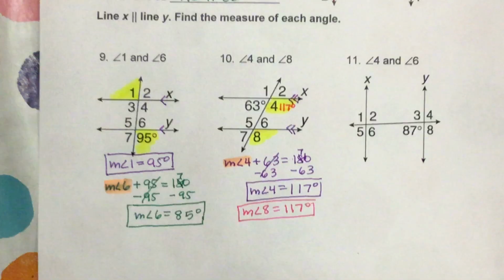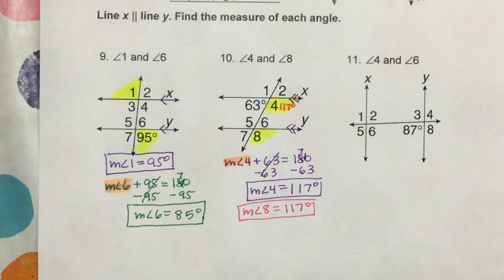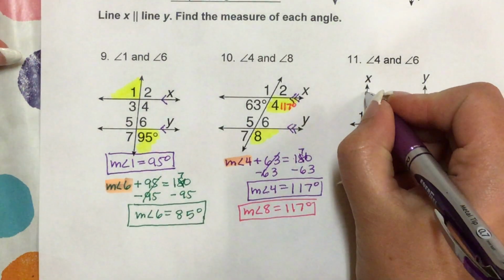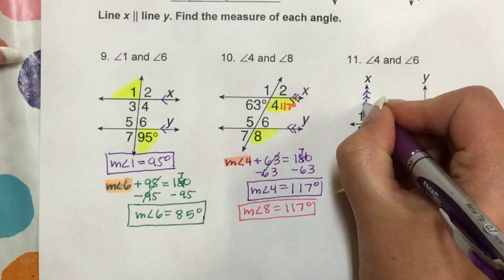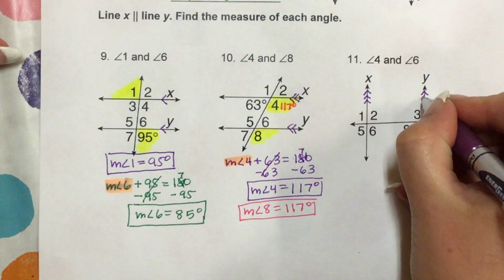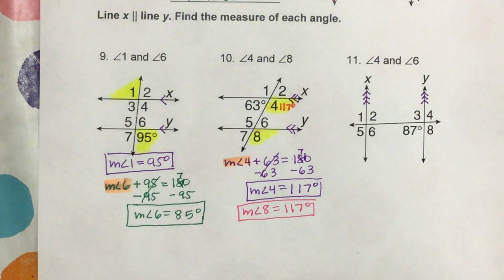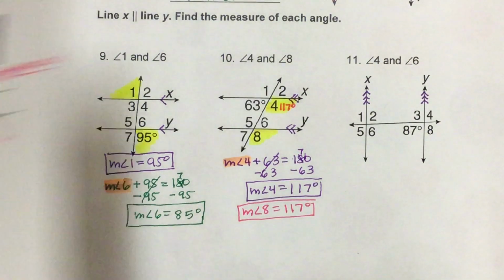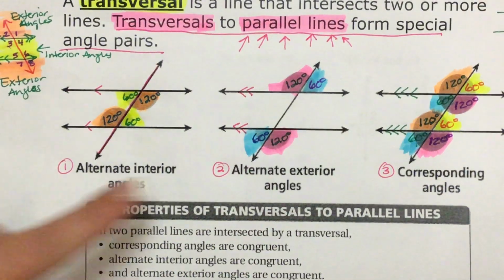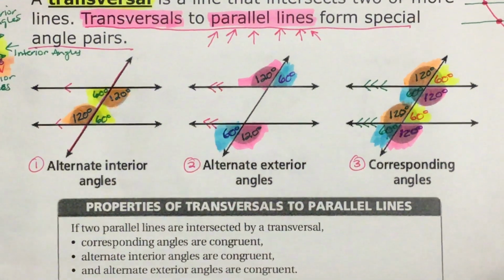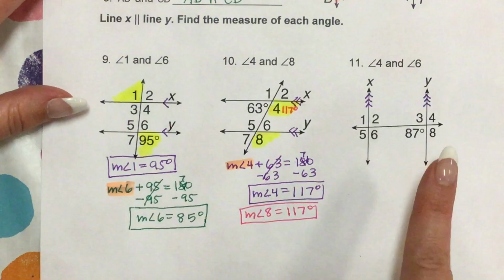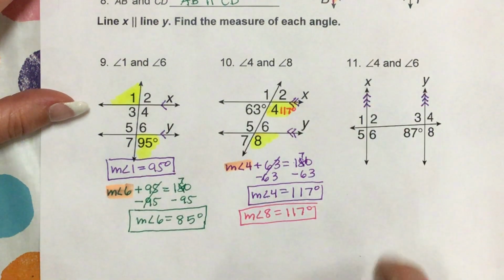Perfect. Okay, on to problem 11. We know that X and Y are parallel, so I'm going to write in my little parallel marks here. This time I'm going to use 3 of them. Remember that parallel lines open the door to the alternate interior angles, alternate exterior angles, and the corresponding angles. Okay, let's look at angle 4 and angle 6.